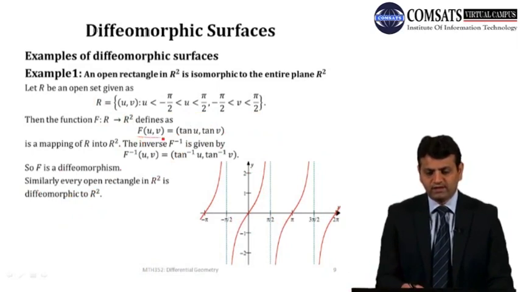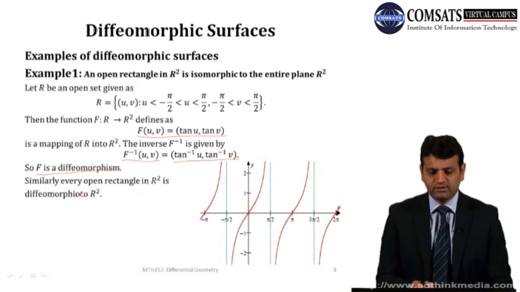Now we have seen that f is differentiable. Let's calculate f inverse. So in this case calculation of f inverse is simple. So f inverse of uv is equal to tan inverse u and tan inverse v, and we also know that tan inverse u and tan inverse v are differentiable. So it means f inverse is also a differentiable mapping. So f is a diffeomorphism because it has an inverse which is also differentiable.